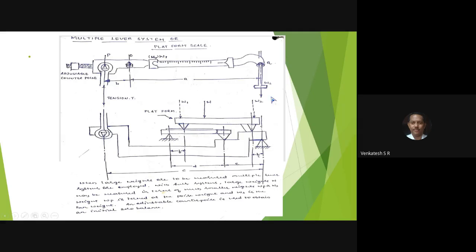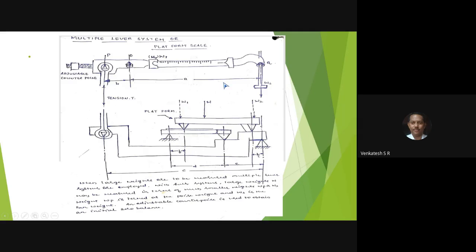When you keep the unknown magnitude anywhere on the platform, that is, see in the dotted line here, you can observe W1 and W2. W1 plus W2 will give you the weight W. That is nothing but if you keep the unknown magnitude anywhere on the platform, that makes no difference in the result. That's very, very important. So the multiple lever system or platform scale.